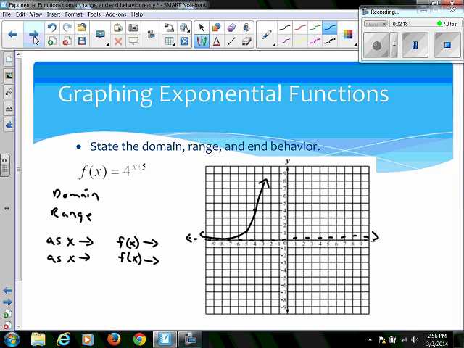Domain, going left to negative infinity, right to infinity, all reals. Range. The lowest we go is 0, and we go up to infinity. As x approaches negative infinity, y's approach 0. As x approaches infinity, f of x approaches infinity.